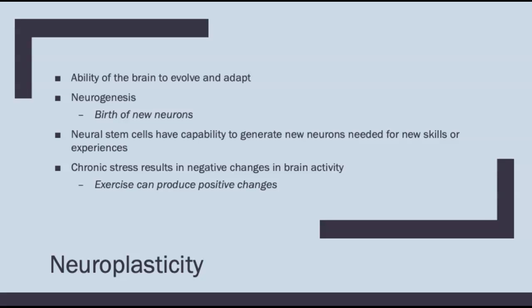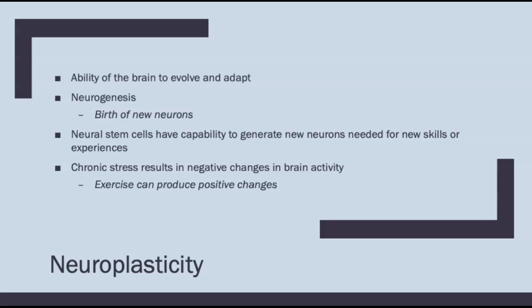Something that is important to note is this concept of neuroplasticity, and this is really cool as it relates to working with individuals and treating individuals for mental health disorders. We know that neuroplasticity exists, and it is the concept that allows the brain the ability to evolve and adapt and change based on environmental circumstances, and that we have the ability to have new neurons created, and that chronic stress results in negative changes in brain activity.